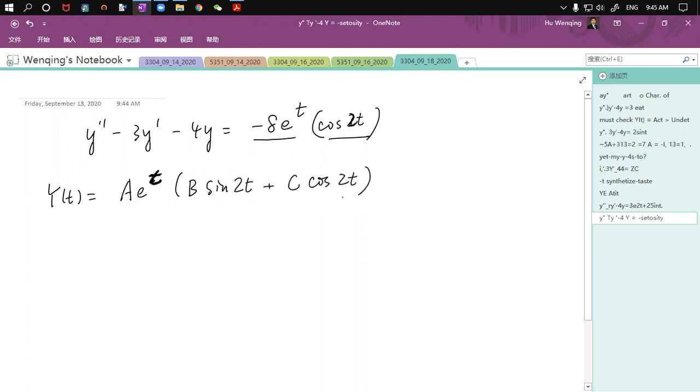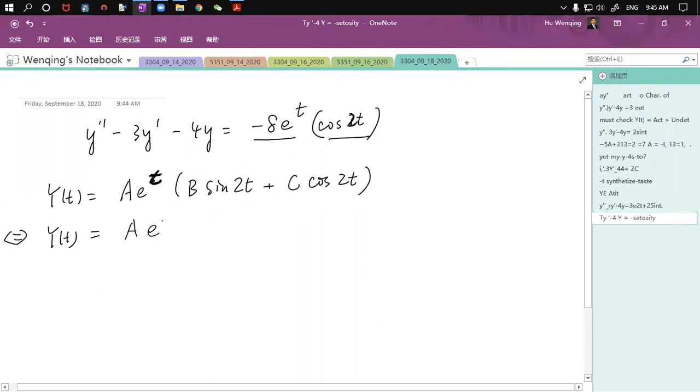Is it good for everybody? Okay, but it doesn't matter. We can just say this is a multiplied by b. That's equivalent to saying that this is a e^t multiplied by sin 2t plus b e^t multiplied by cos 2t. That's going to be a solution. Is that good for everybody? Right? So that's going to be your solution.